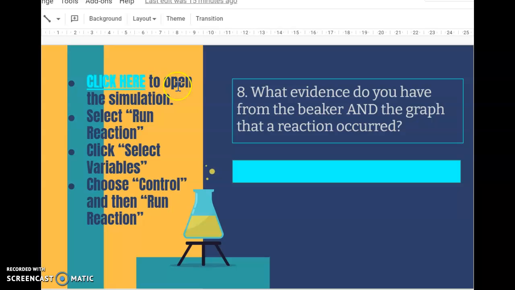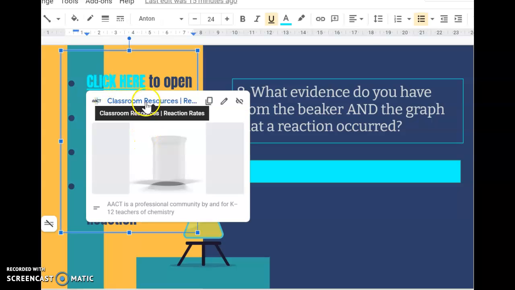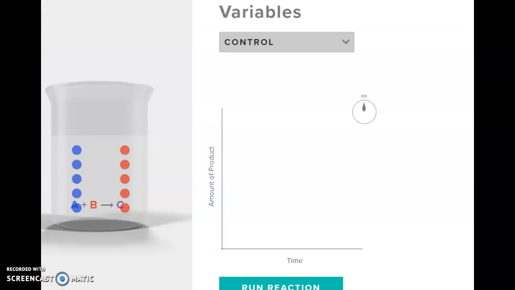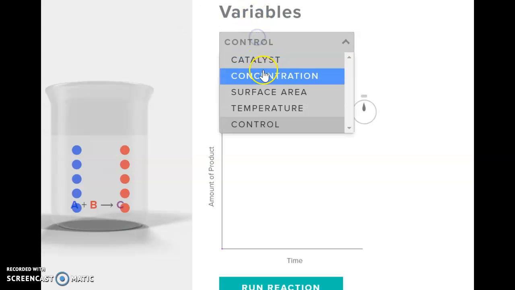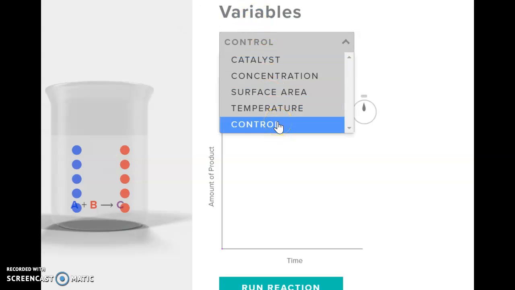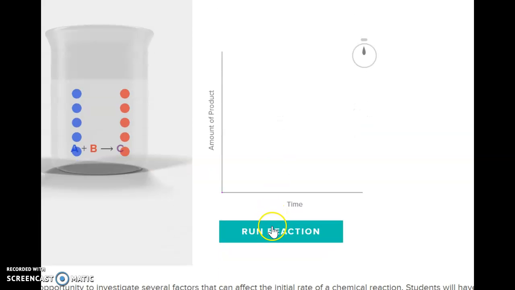On slide 6, we're going to do a little experiment. What evidence do you have from the beaker and the graph that a reaction occurred? It says, click here to open the simulation, run the reaction. So we're going to click here and it will open up our reaction. It says select run reaction, then select the variables. We have our different variables here. It wants us to choose control and then to hit run reaction.